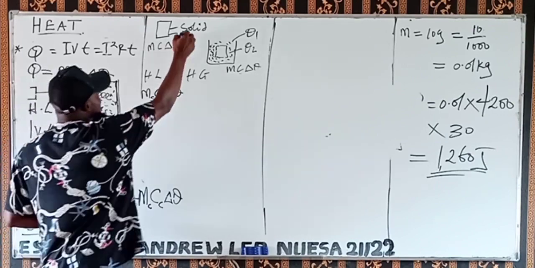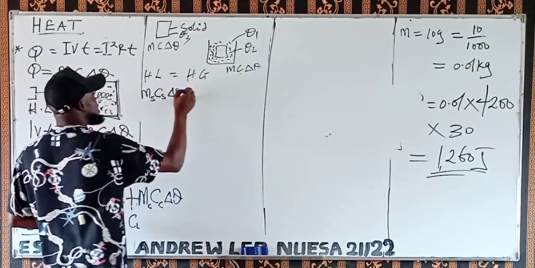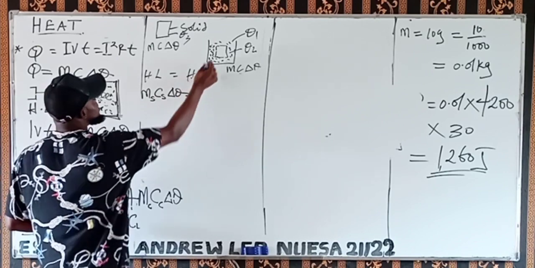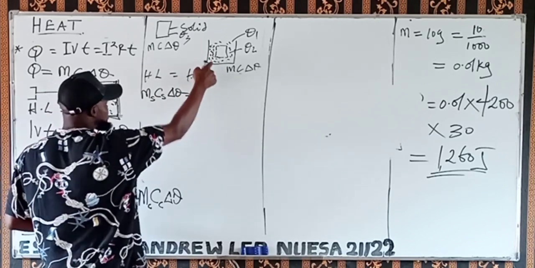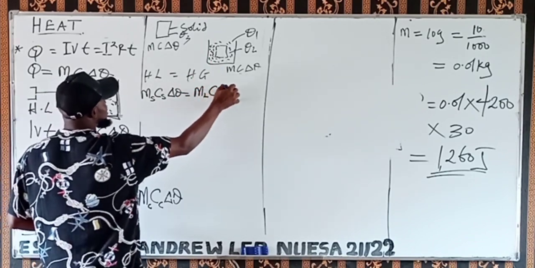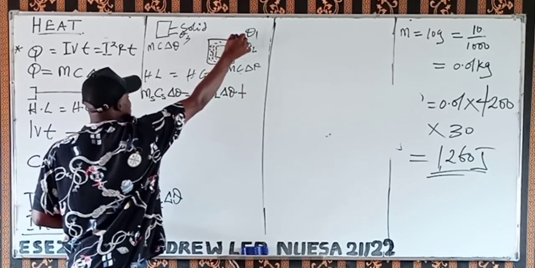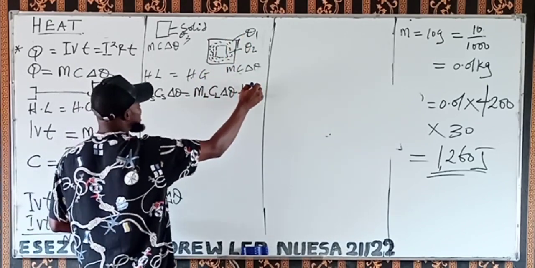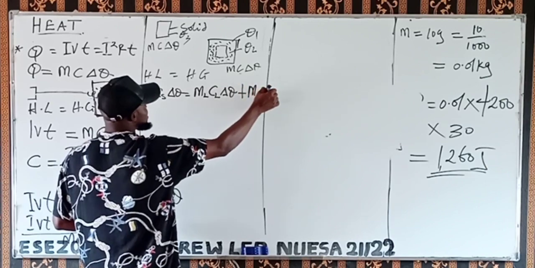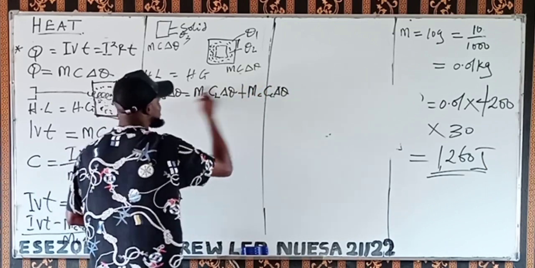Remember, this one moves from theta 3 to theta 2. Then heat lost will now be equal to heat gain. The liquid will gain heat, and then the vessel, which may be a calorimeter, will also gain heat. We say mass of calorimeter, C for calorimeter, times the change in temperature. That's what I'm trying to say.